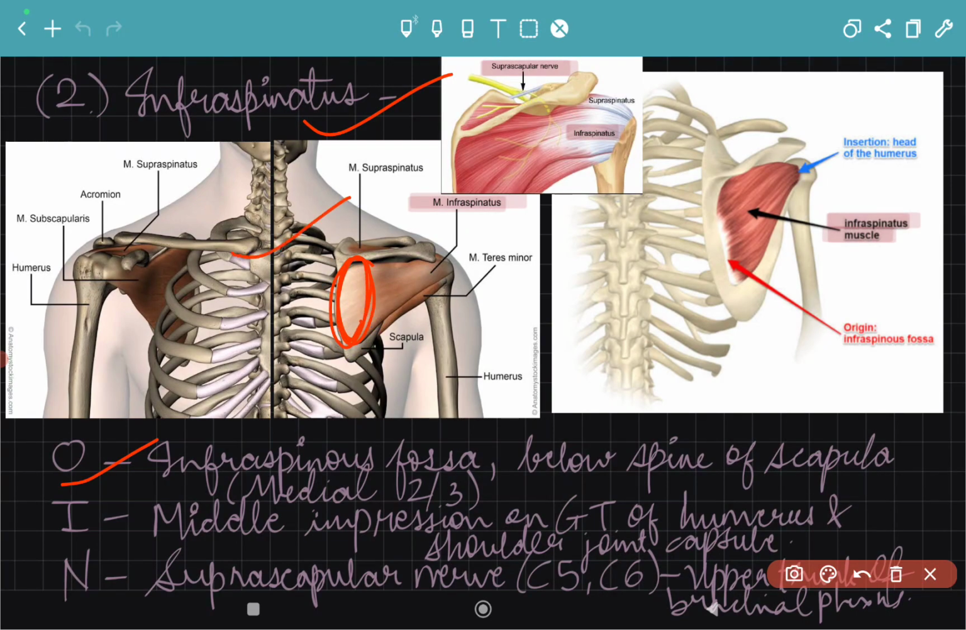this diagram. So from medial 2/3 of infraspinous fossa, below the spine of scapula, this muscle originates, goes laterally this way to insert where? To insert on the middle impression of greater tubercle of humerus. So here also we can see starting from infraspinous fossa over here goes to greater tubercle of humerus where it blends with the shoulder joint capsule. This was about the origin and insertion.